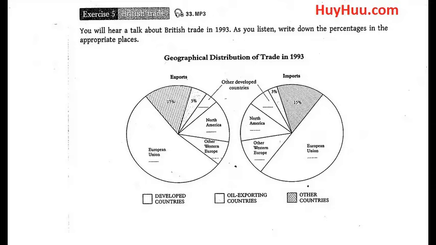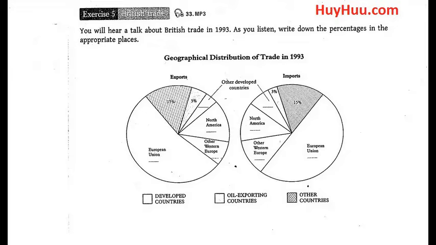You can see the European Union took a big proportion of Britain's export trade in 1993. It accounted for 53%. And the other countries took 15%. Oil exporting countries took 5%, and other developed countries were 4%. North America took 14%, and other Western Europe countries took 8% of Britain's export trade in 1993.